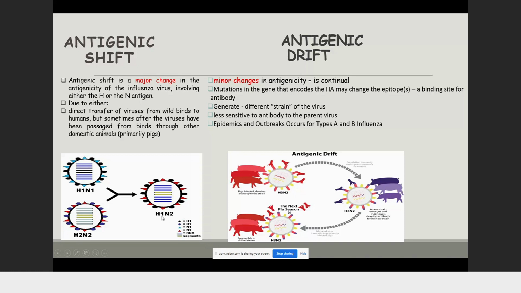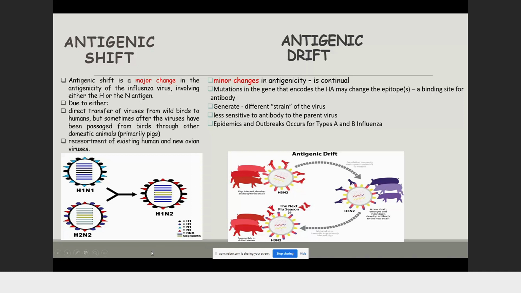H1N2. Any question, class, about this mechanism? You understand, right? It's quite straightforward.